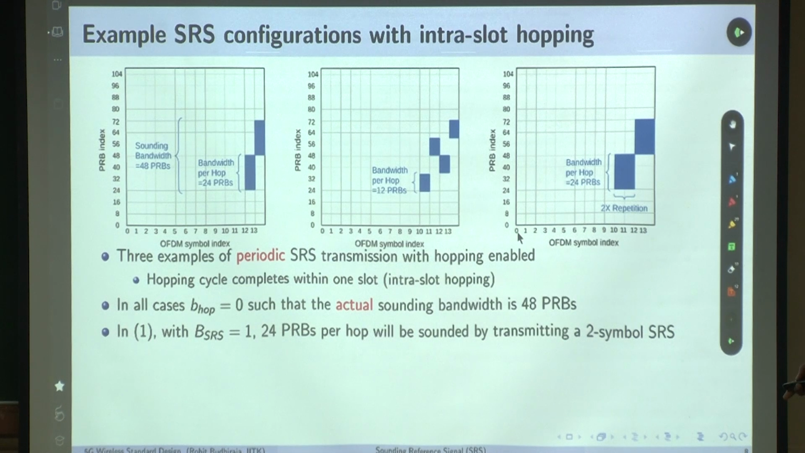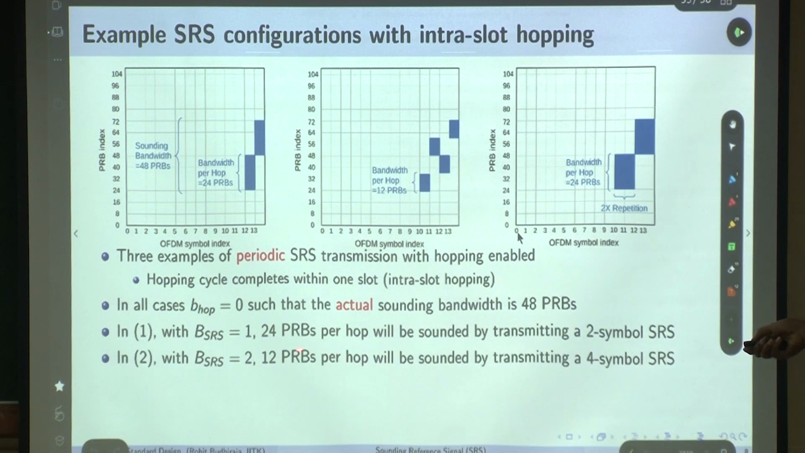Now what happens after that? Again, B SRS is 2. What is that third column? 12 PRBs. How many hops will you need? 4 hops. In each symbol, you are sounding out 1/4 of the bandwidth, correct? So B SRS is 2, and 12 PRBs per hop will be sounded by transmitting a 4-symbol SRS, because in each symbol you are sounding only 1/4 of the bandwidth. That is what those tables are telling.